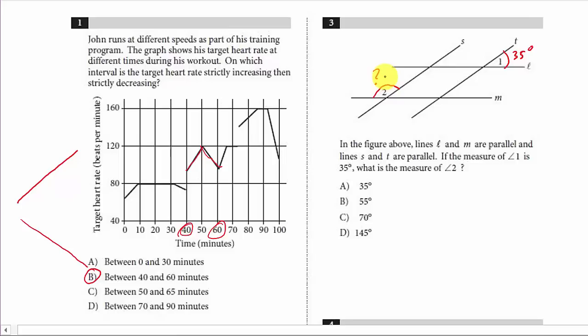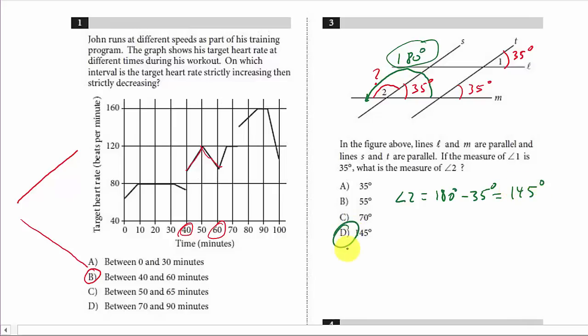Well, this one's pretty easy. If this is 35, that means this is 35 because these lines are parallel. And since these lines are parallel, this one's also 35 degrees. Then this is just a straight line, and we know that this entire angle is 180 degrees. So if we do 180 minus 35, that gives us what's left over. So angle 2 is 180 minus 35 degrees, which gives us 145, and that would be D.